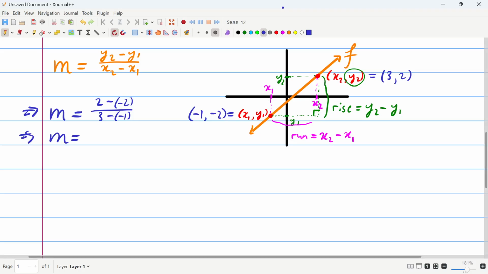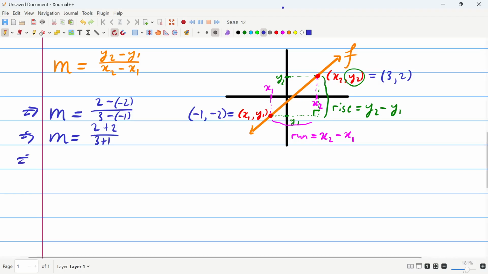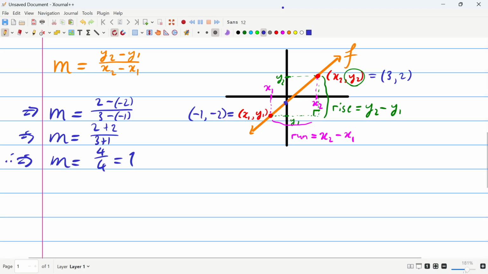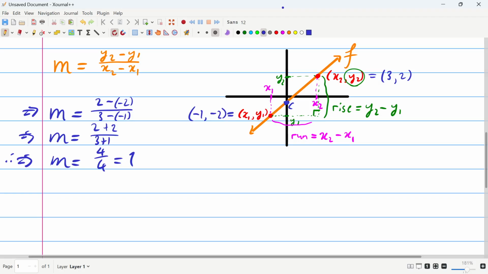m is just going to be equal to, if we simplify it, 2, negative, negative gives a positive, so it's plus 2, divided by 3, negative, negative gives a positive, it will give us 3 plus 1. And therefore, the gradient of this certain function called f is just going to be 4 divided by 4, which is equal to 1. Okay, so this is a standard slope of a standard function, y equals x. Obviously minus something, because we clearly have a y-intercept over here somewhere.